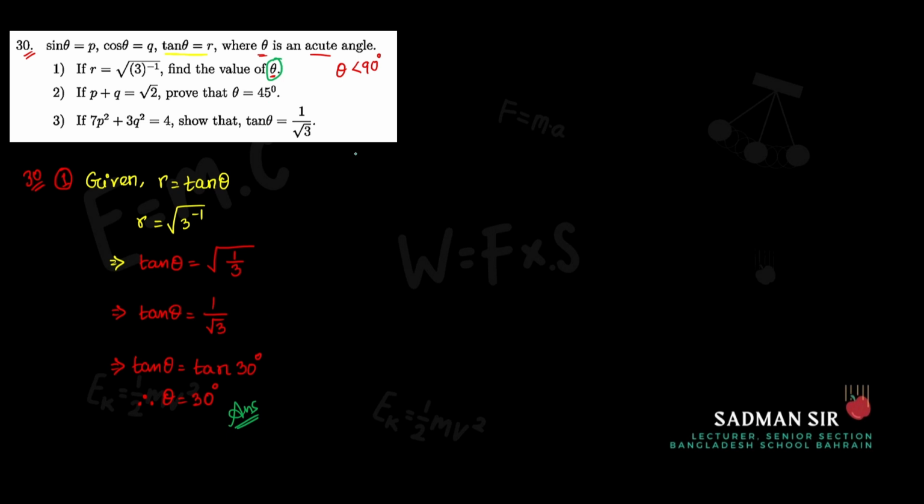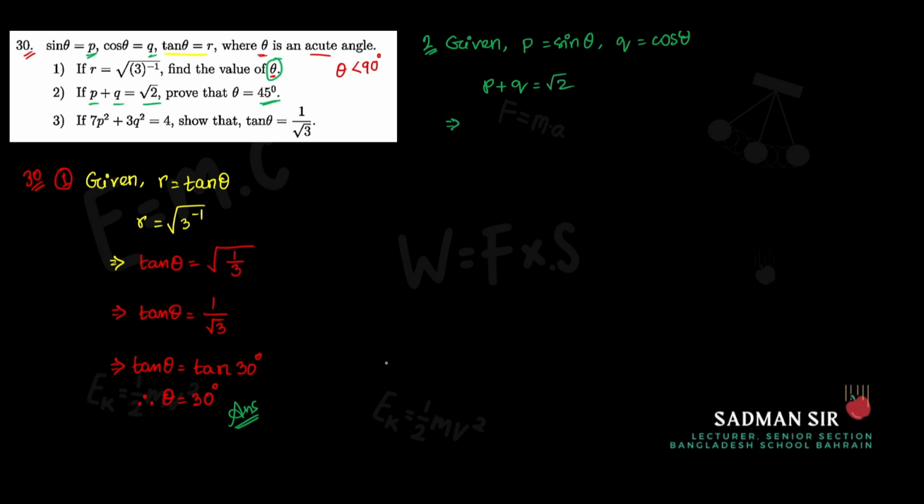So, number 2. Let us start from here. You can see it is given P plus Q equal to root 2. And from that, we need to prove that theta is equal to 45 degrees. Okay. So, again, we will list up the given information. Here, we know P and Q only. So, P is equal to sin theta, and Q is equal to cos theta. And again, P plus Q equal to root over 2.